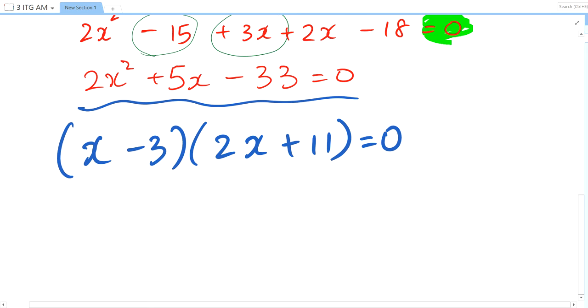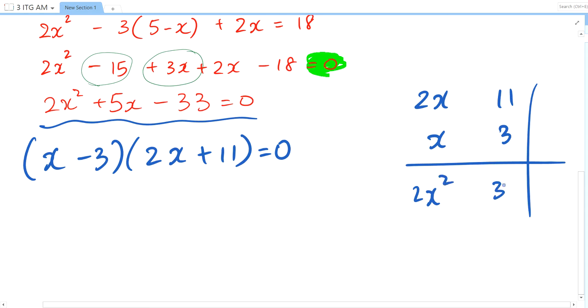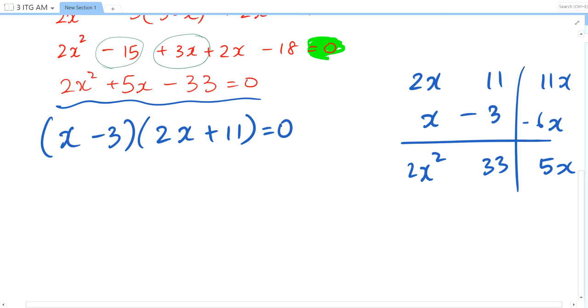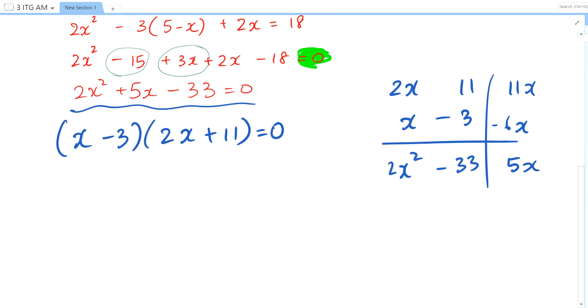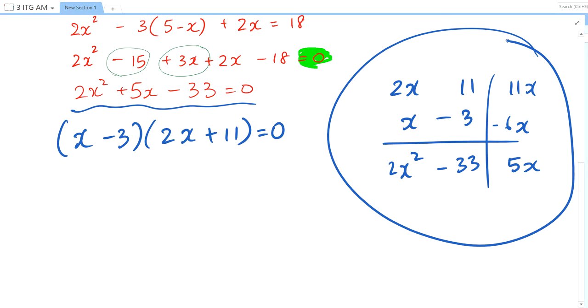Let me do a check. Okay, so I've got 2x and x. Let's put a 11 and a 3 over here. So 2x squared, 33. Here I have 6x, 11x. I want to get 5x. So I must subtract over here. Okay? All familiar with this? You may be using another type of multiplication frame. But as long as you can show me this, you will get the mark. Can? Okay?